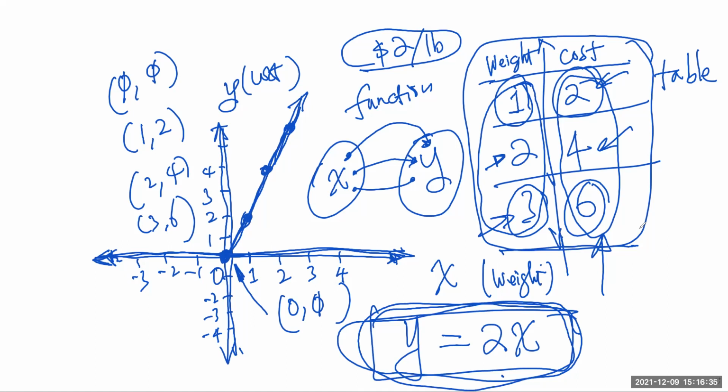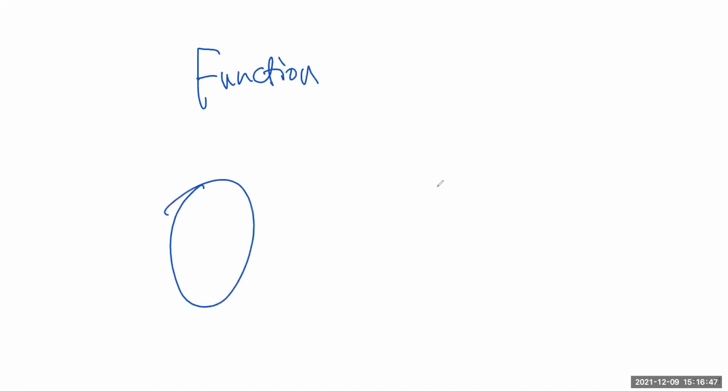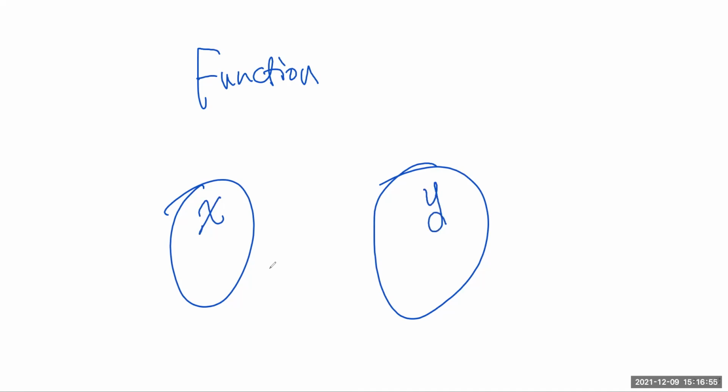Okay, so just a little bit of a recap. We're talking about function before we can talk about linear function. So what is a function? A function is a relationship between two sets of data. One set we call x, another set we call y. Now, there could be many different applications. One application we just showed is weight versus cost.